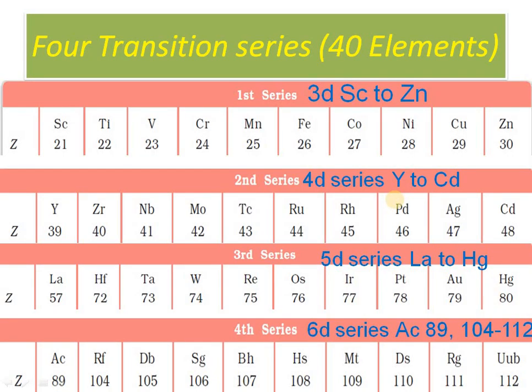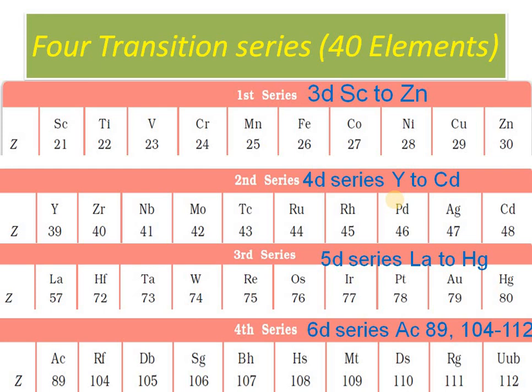Now, as we discussed earlier, the d subshell has 5 d orbitals and each orbital can have a maximum of 2 electrons, so 5 into 2, 10. So in each of the 4 transition series, 3d, 4d, 5d and 6d, there will be 10 elements, because the d subshell can have a maximum of 10 electrons. The first series, known as the 3d series, runs from scandium to zinc: scandium, titanium, vanadium, chromium, manganese, iron, cobalt, nickel, copper, zinc.